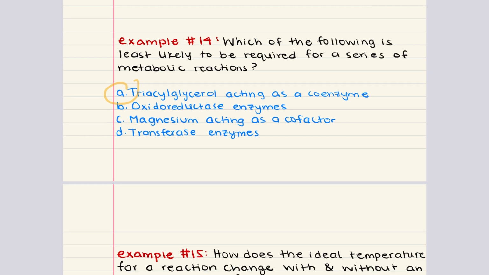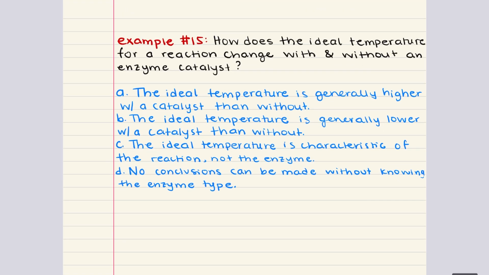With that, we can move into our last and final problem, which says, how does the ideal temperature for a reaction change with and without an enzyme catalyst? A says the ideal temperature is generally higher with a catalyst than without. B says the ideal temperature is generally lower with a catalyst than without. C says the ideal temperature is characteristic of the reaction, not the enzyme. And D says no conclusions can be made without knowing the enzyme type.